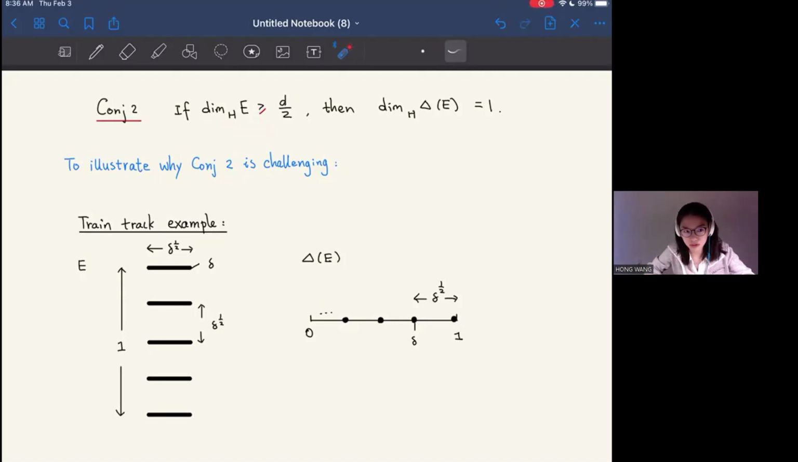Are there any questions so far about this example and the conjecture?